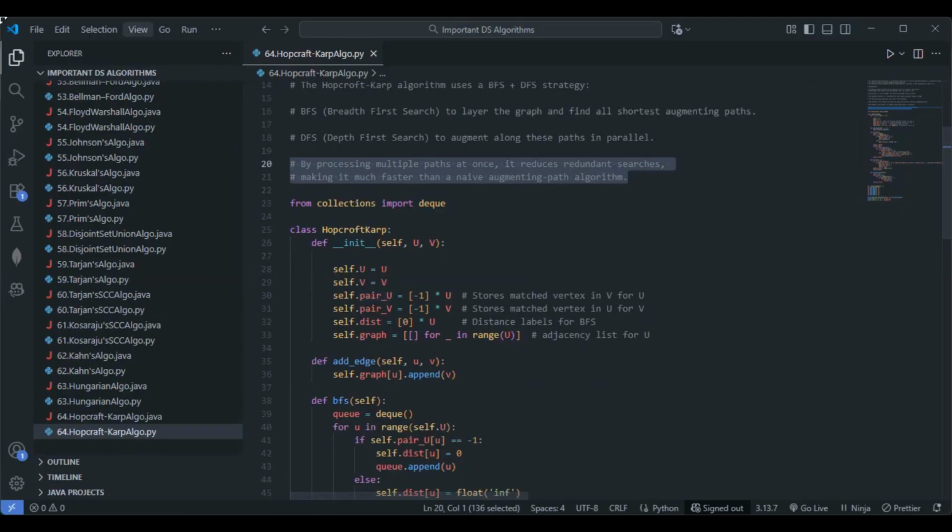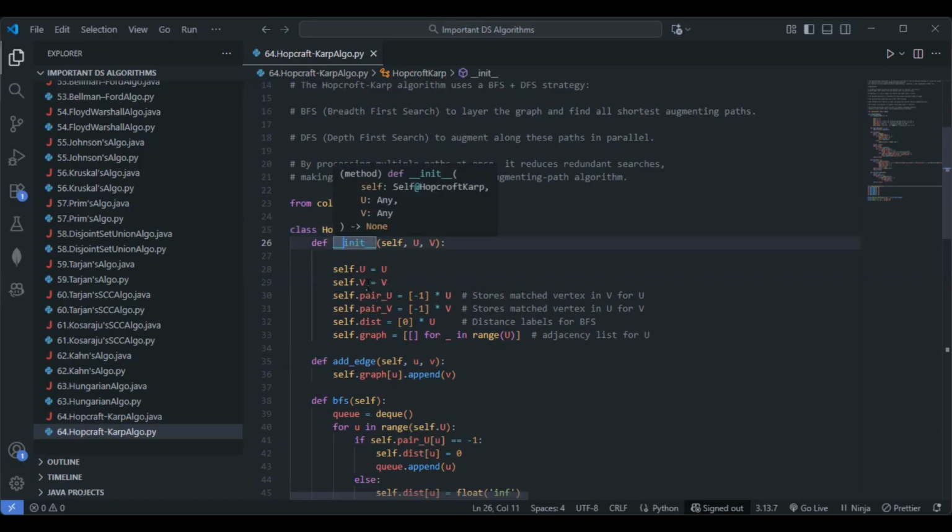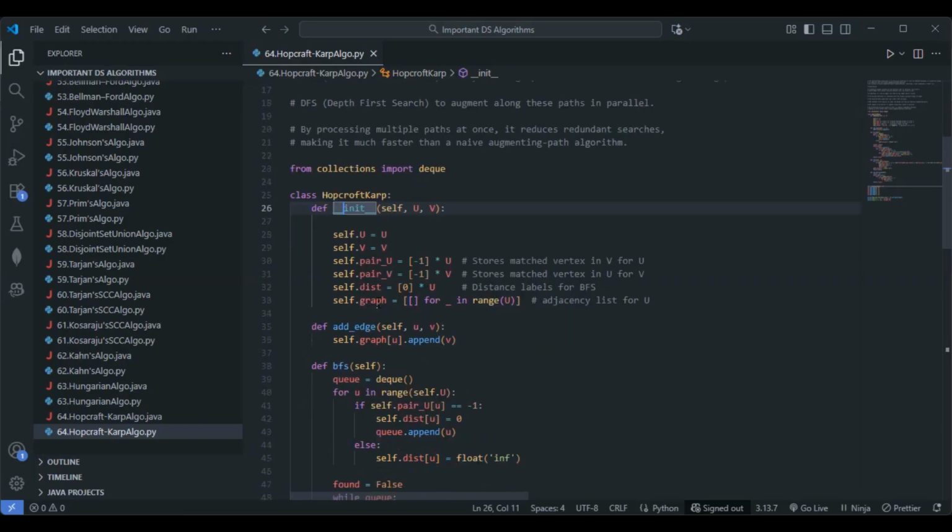First, what we have done here: we are importing deque, basically. Now this class is the Hopcroft Karp algorithm. This is the initialization part, the constructor. I have mentioned here the U and V, the edges. So pair_U stores the matched vertex in V for U, and pair_V stores the matched vertex in U for V, right?